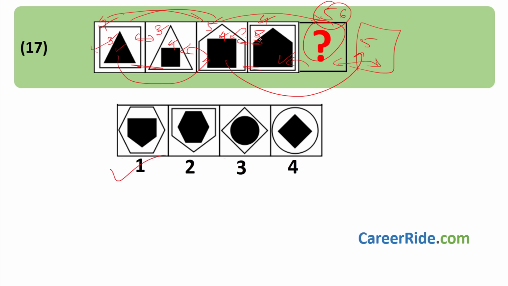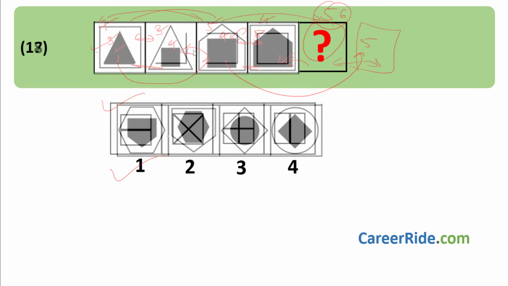Here 5-sided, 4-sided. Exactly opposite came over here. So this has to be incremental, that is 6-sided, 5-sided. 4, 3, 5, 4, 6, 5. So there is only one option of 6 and 5. That is option number 1. Moving to the next question.